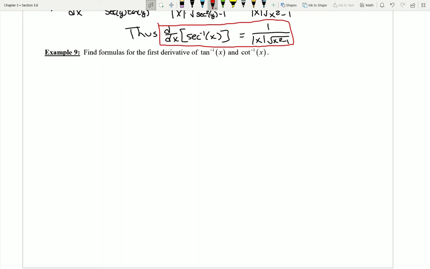Now let's take a look here at example number 9. We're going to try to repeat the process of what we've done in the last two videos and find two more derivative formulas, one for the inverse tangent function and one for the inverse cotangent. Now actually, I'm going to ask you to try to work through these on your own. And don't be too intimidated. These are actually easier than both of the derivations we had in the last two videos. So pause the video here and give these a shot.